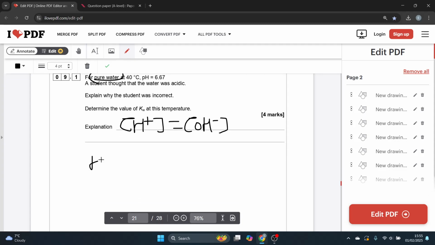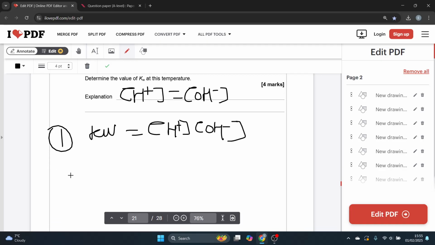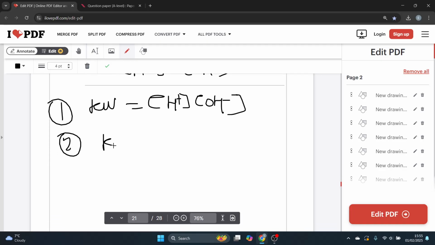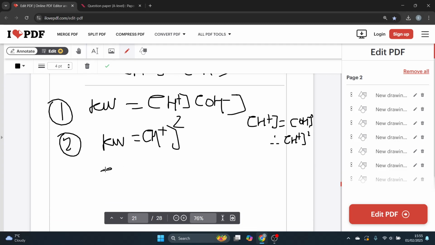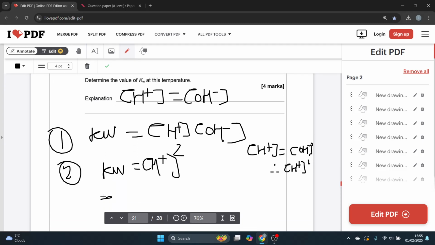Determine the value of Kw. Kw is obviously going to be the original expression. But in this case, I've got pure water, so Kw equals concentration H plus squared. And I'm going to tell the examiner that the concentration H plus equals the concentration OH minus. Therefore, H plus squared. I want to find out the value of Kw. I don't want to find pH, sorry.